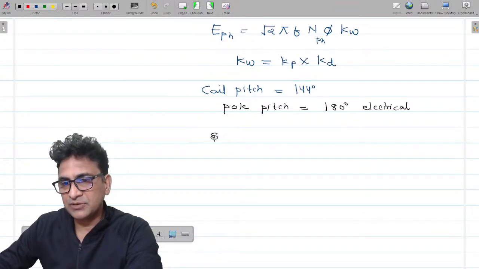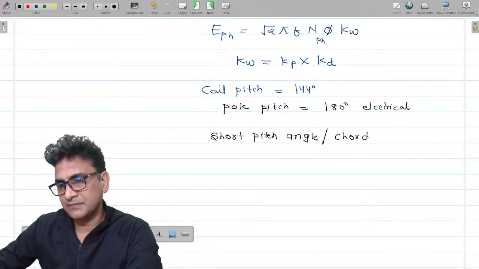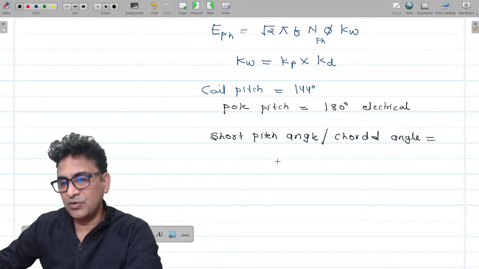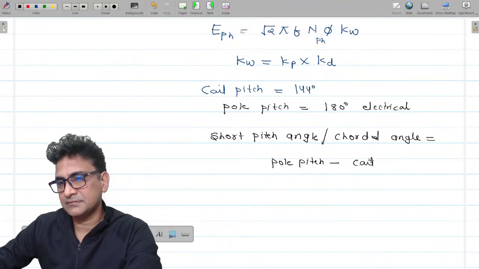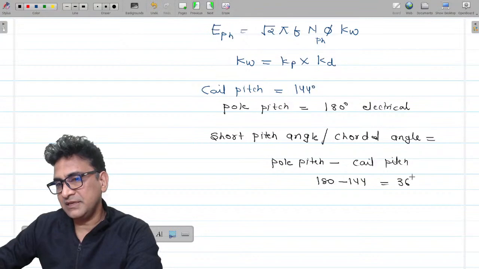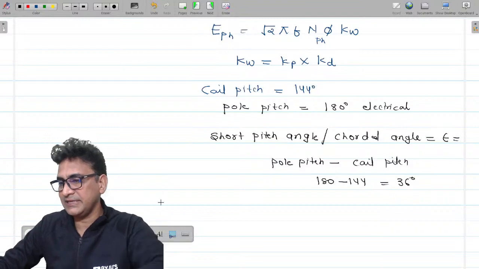So the short pitch angle or the chorded angle. First I will find out the short pitch angle. Short pitch angle is the pole pitch minus coil pitch. If I subtract coil pitch from the pole pitch, I will get the short pitch angle. So 180 degree minus 144 gives you 36 degree electrical. It is called the chorded angle. Epsilon is equal to 36 degree electrical.